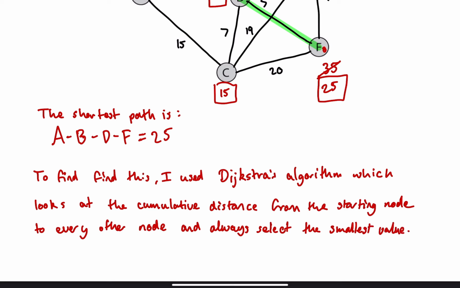Okay, it's a very brief basic explanation of Dijkstra's algorithm, but it's using an algorithm towards a solution and being able to state and explain that algorithm. Okay, so that's the shortest path.